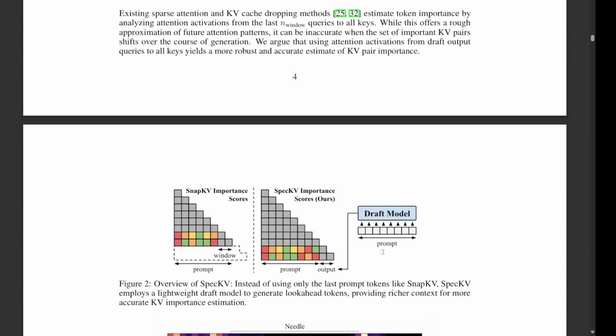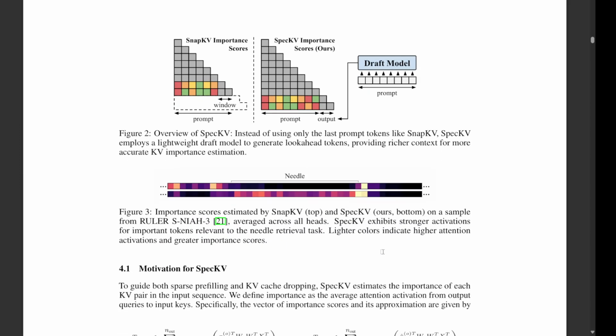That KV. That sounds like it's focused on the KV cache. It is. Speculative KV dropping. It aims to make smarter decisions about dropping KV pairs and also how to do sparse attention during that initial pre-filling phase. What's wrong with current KV dropping methods, like SnapKV mentioned in the sources?